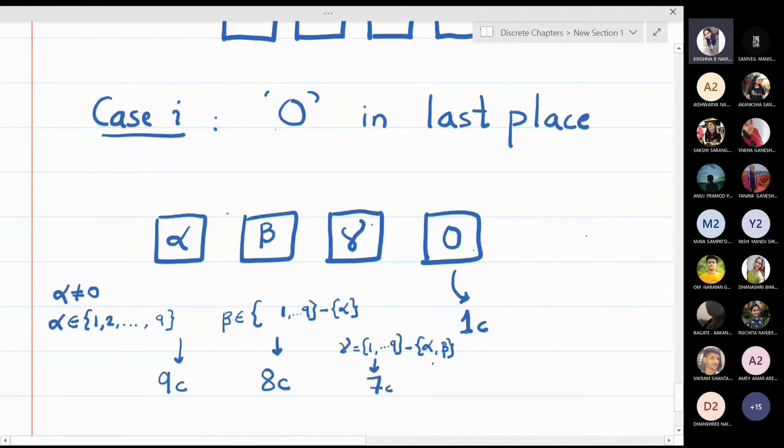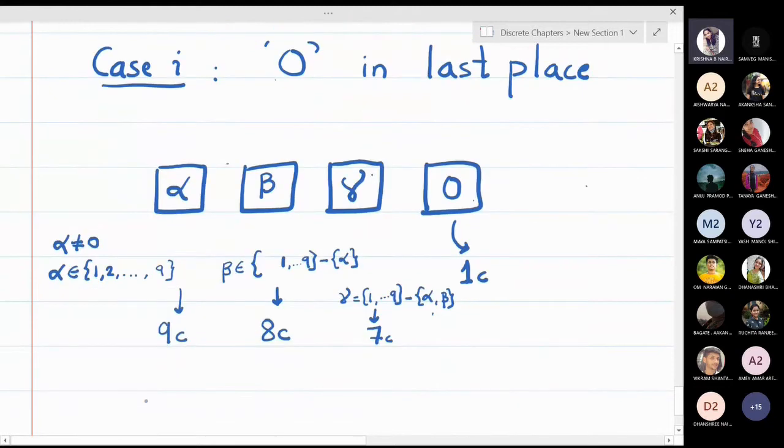So in case one, the total number of ways to write a four digit number without repeating the digits, and it is an even number with the last digit zero, is nothing but 9 into 8 into 7. So this is the answer for the first case.